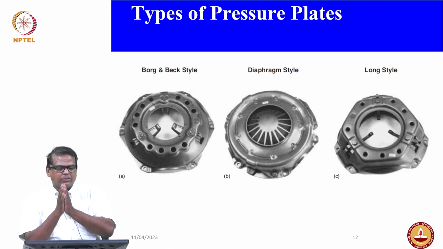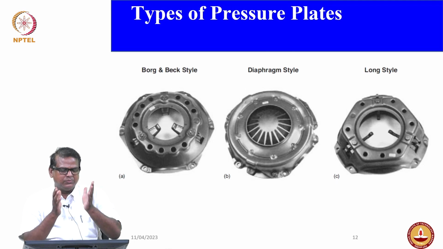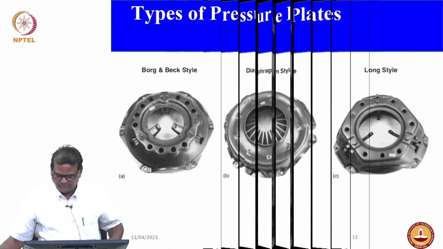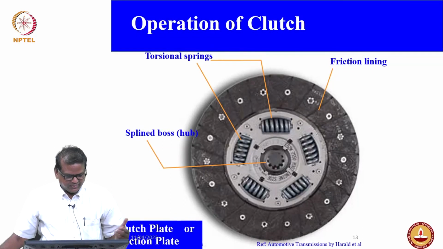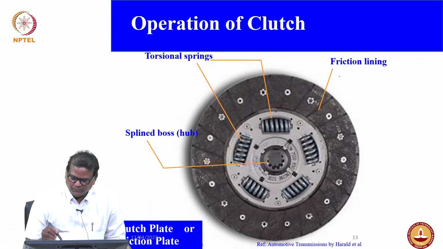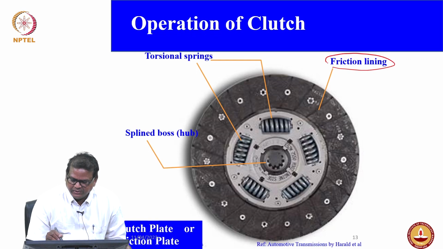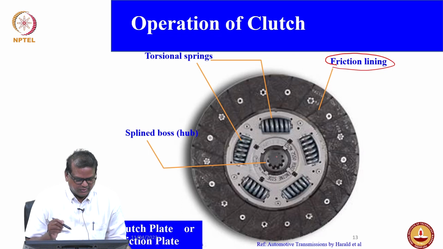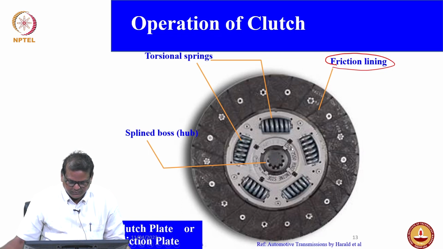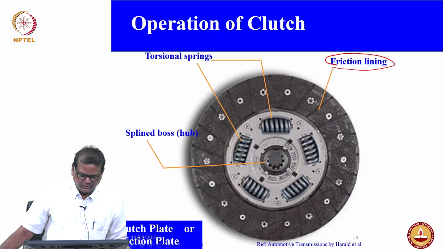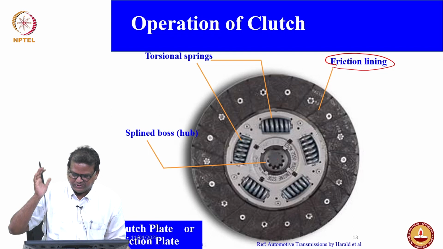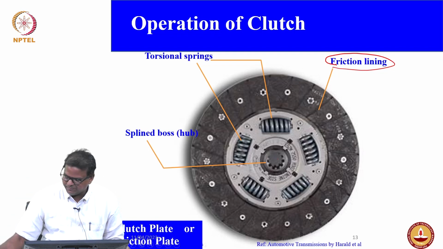So, when do you use the clutch? When you want to change the speed, or stop or start, only those three operations. Again, you can see this is a clutch which has a friction lining. This is the main function of a clutch system. You have a hub, which connects with the gearbox. The torsional spring, as I said, makes sure of smooth engagement and reduces vibrations.